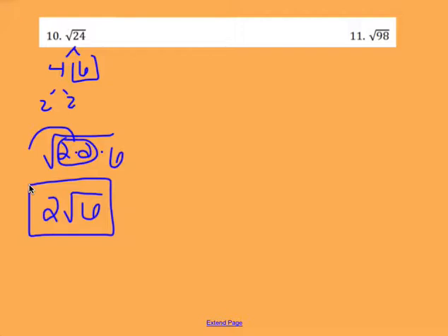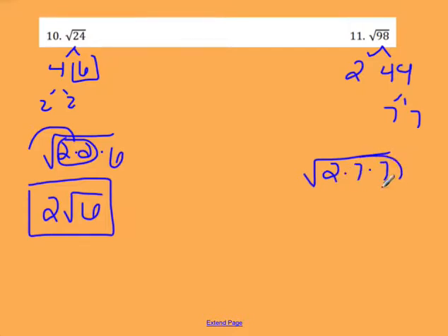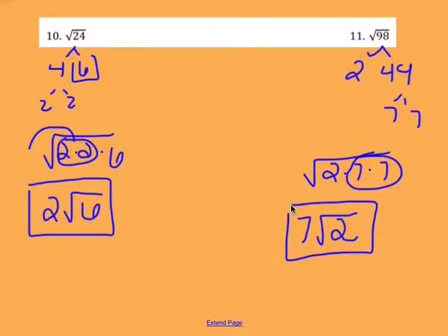Okay, so 98. Can I get a perfect square out of 98? Well, remember when we did the prime factorization and I divided it by 2 and I got 49? That makes me happy because 49 is a perfect square that I can divide into 7 and 7. So then left underneath the radical, we have 2 times 7 times 7. Because we have 2 7s from that 49, we can take that pair out. Left underneath the radical is that 2. So the answer to number 11 then is 7 square root of 2.